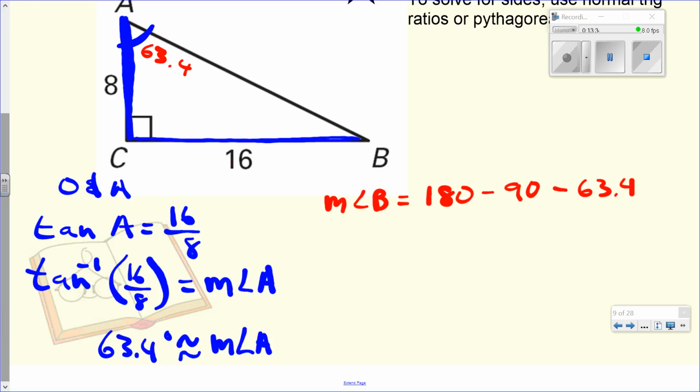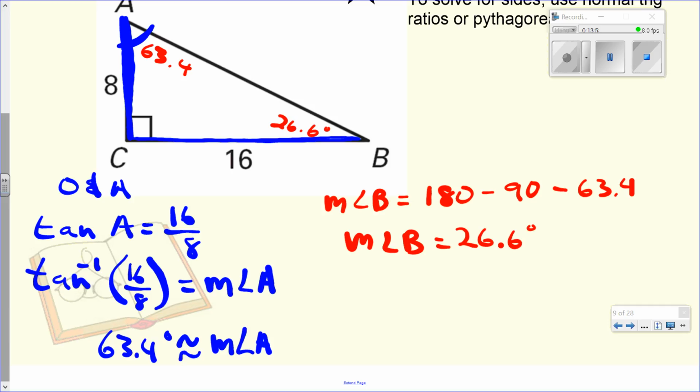Would someone please do it on the calculator? Because I don't have the calculator. What's 180 minus 90 minus 63.4? 26.6. So the measure of angle B is equal to 26.6 degrees. Cool.